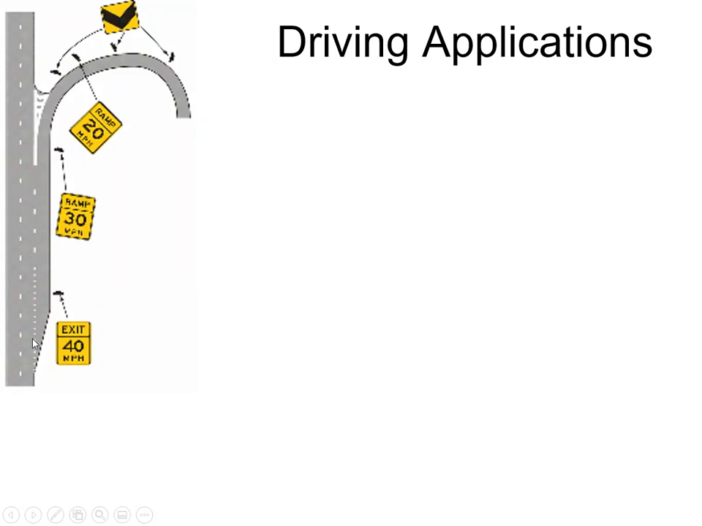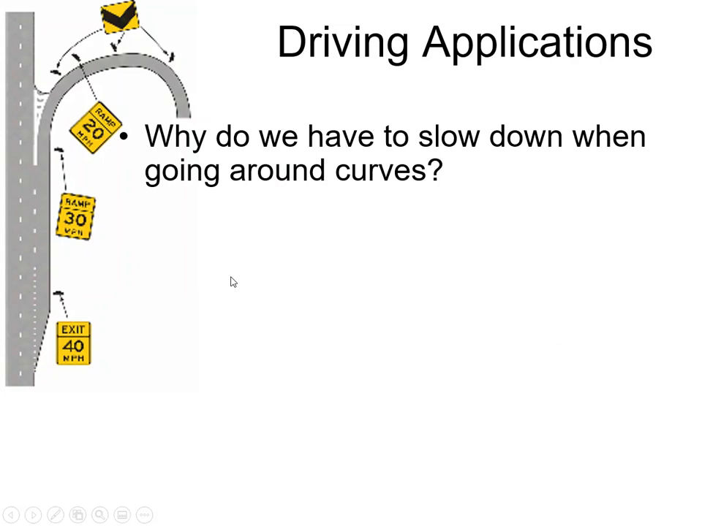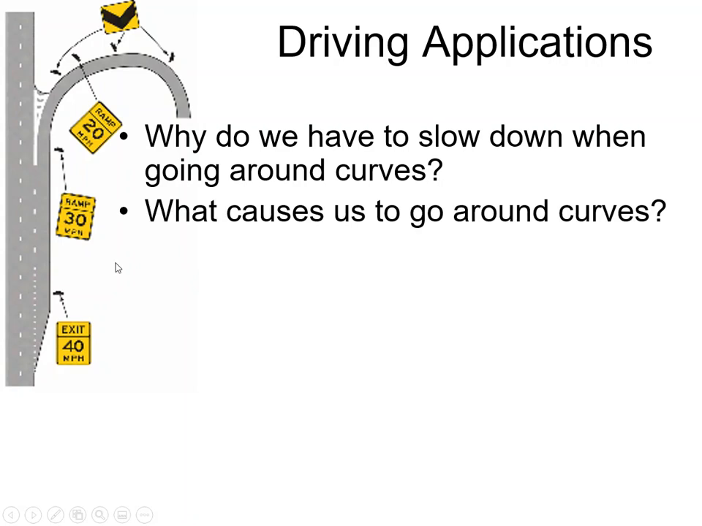All right, let's talk some more about everyday applications beyond washing your clothes and rinsing off your lettuce before you eat your salad. Driving applications. So why is it that we have to slow down when we're going around curves? Well, we know when we're going around a curve, we are already accelerating, right? Because of the circular motion, that's centripetal acceleration. But when I'm saying accelerating here, I mean we're going to be slowing down. So why is it that we have to slow down? We might be going along at 40 miles an hour, 30, 20, and so on.